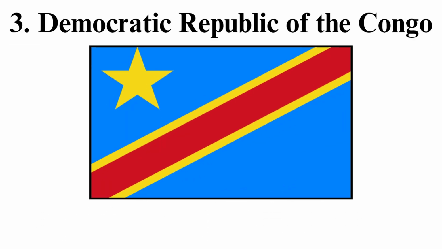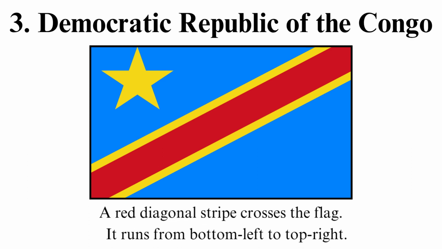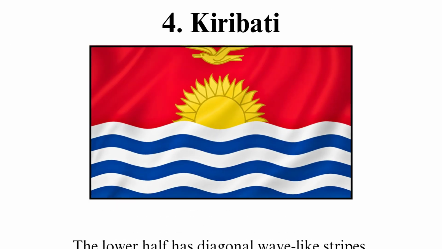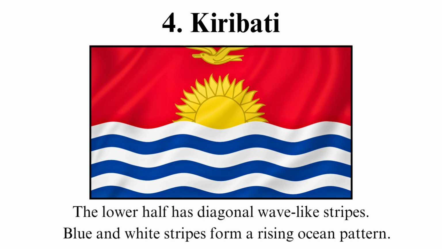3. Democratic Republic of the Congo. A red diagonal stripe crosses the flag. It runs from bottom left to top right. 4. Kiribati. The lower half has diagonal wave-like stripes. Blue and white stripes form a rising ocean pattern.